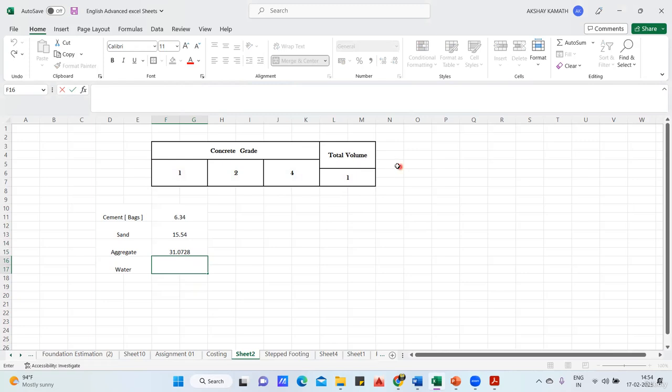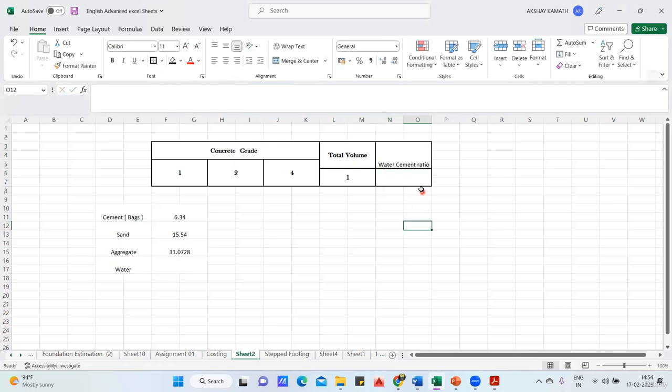Now water, what I told, water, you assume the ratio. Else, okay, we'll do one more here for water cement ratio. I'll make one more column. It will be easy for us. We can change everything later. So I'll write here water cement ratio. Okay, fine. Let us consider the water cement ratio 0.45.